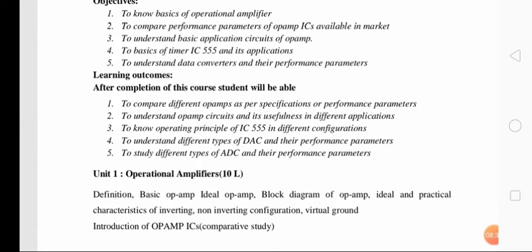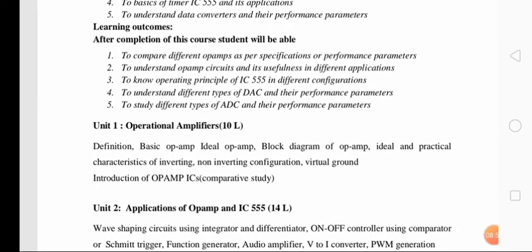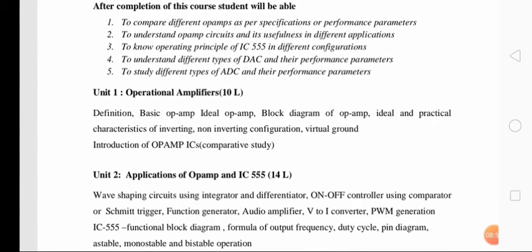I am going to teach you two types of basic components: the operational amplifier and the 555 IC. Those are the basic components. After learning this, you will be able to understand what is meant by operational amplifier and 555 timer IC. So unit 1 is operational amplifier.